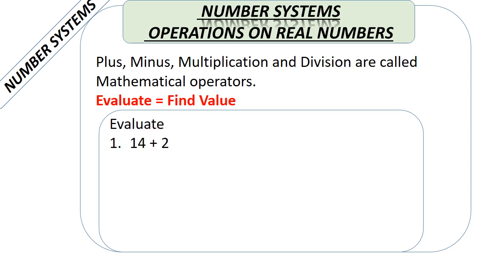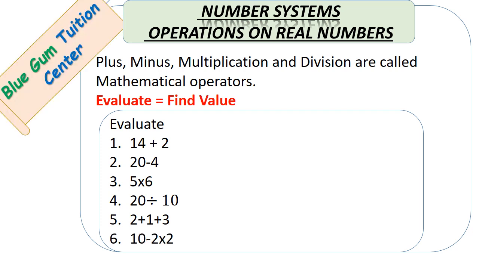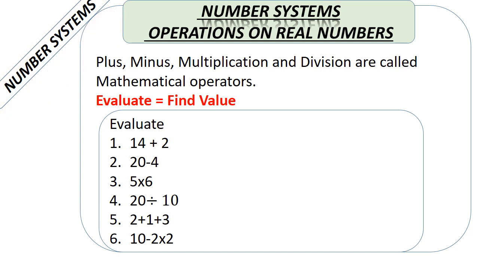So here we go. Evaluate. Number 1, 14 plus 2. Number 2, 20 minus 4. Number 3, 5 times 6. Number 4, 20 divided by 10. Number 5, 2 plus 1 plus 3. Number 6, 10 minus 2 times 2. So what they're asking is, all these numbers here, they can be 1 or 2, they can be 2 or 3, but they want them to be equal to a single number. They want us to get a value after we do a mathematical operation.